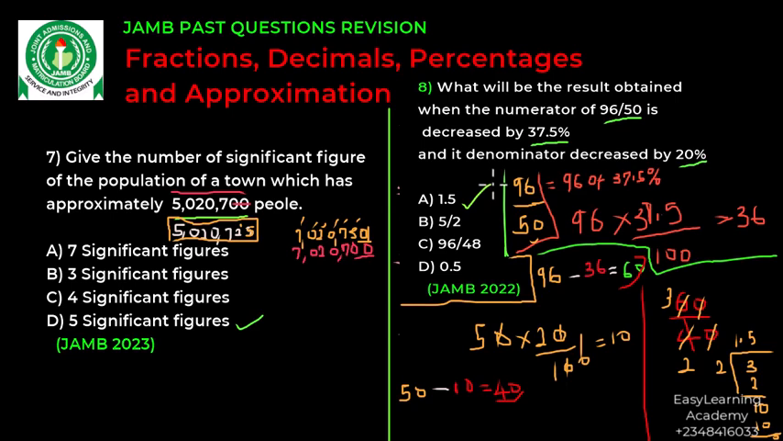So that was simple. What you just need to do, it was the percentage decrease. So we solve for it for the denominator, and we went ahead using 20% for the denominator. To have the new numerator, we went ahead to subtract 36 from 96. That gave us 60. We kept that one aside, and then we solved for the percentage decrease for the denominator. That gave us 10. Now to have the new denominator, we subtracted 10 from 50. That gave us 40.